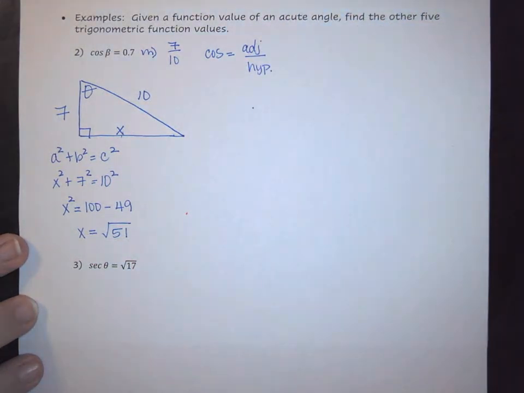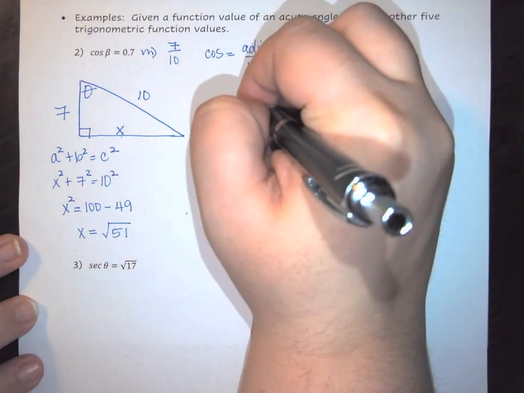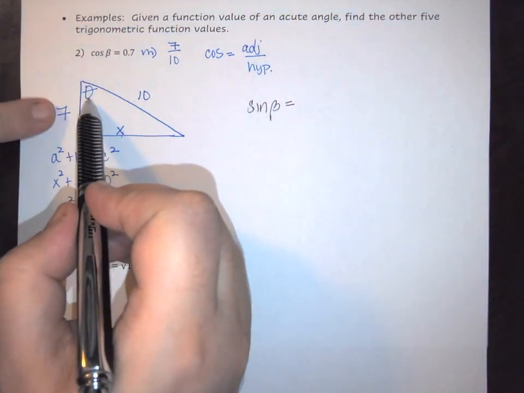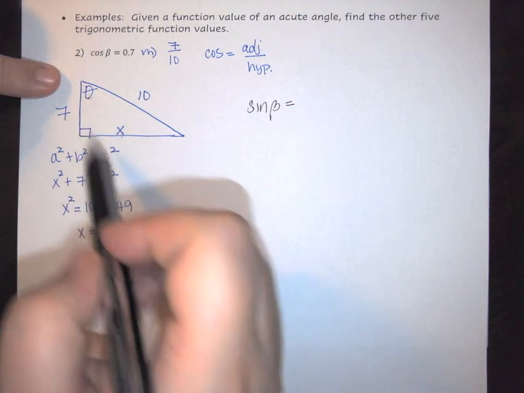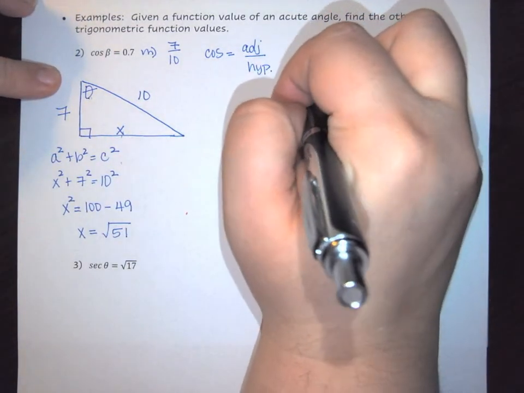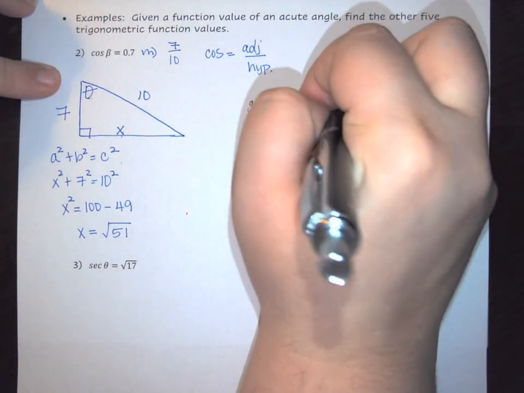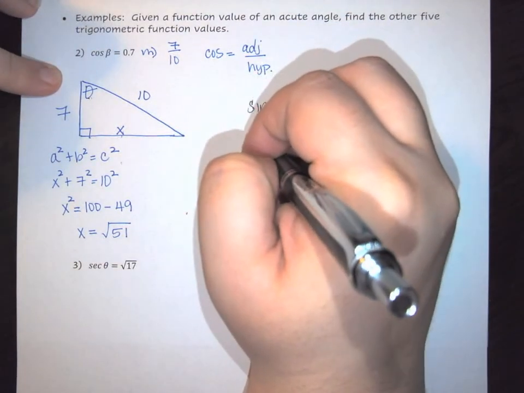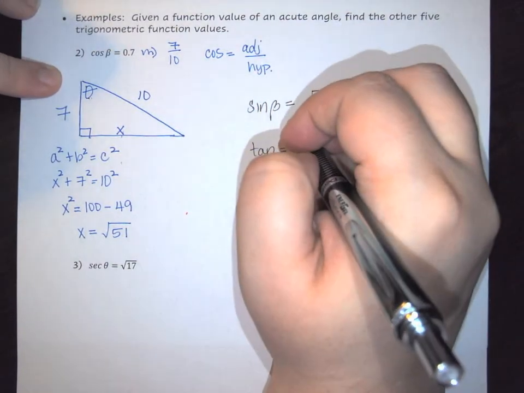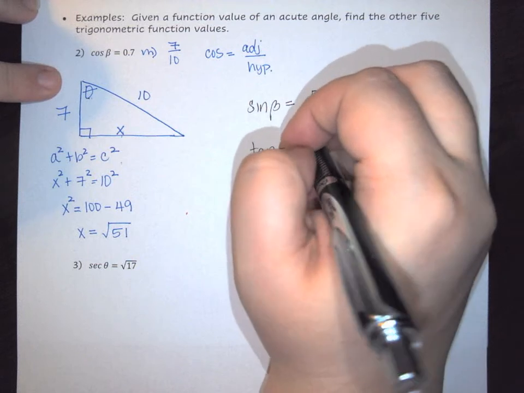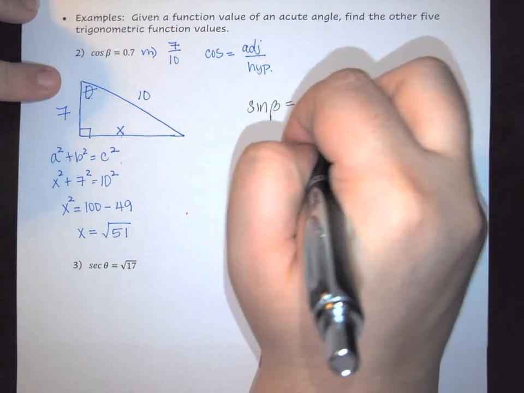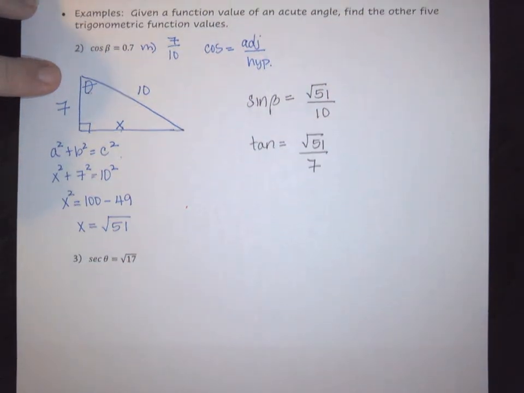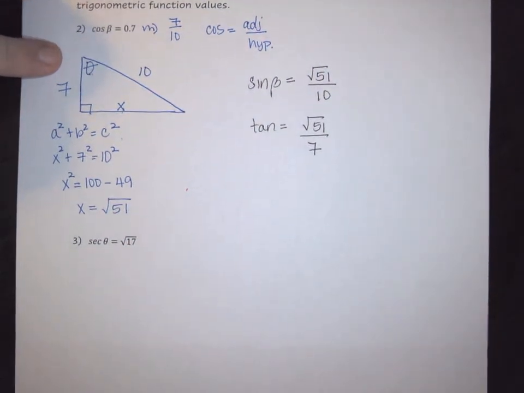Now once you know your missing side, you can find your other trig functions. So here we would know that the sine of my beta, or the sine of my theta, whatever you want to call it, is going to be opposite, so square root of 51 over hypotenuse, which is 10. My tangent is going to be opposite, so the square root of 51 over adjacent, which is 7. Now I have to do the other 3.